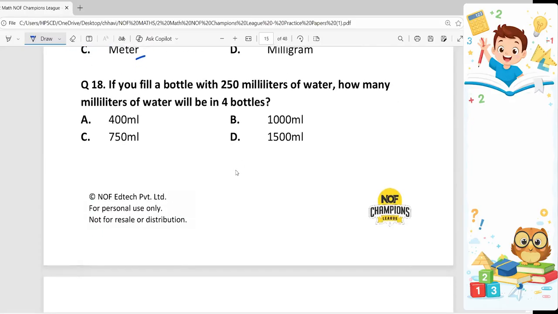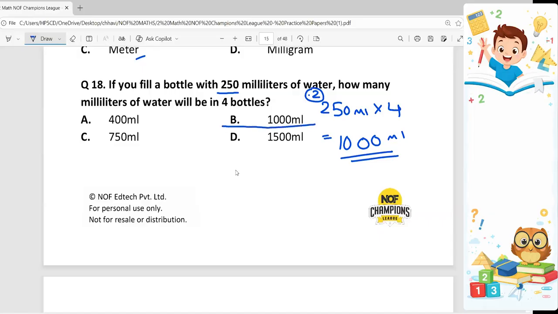18th one. If you fill a bottle with 250 milliliters of water, how many milliliters of water will be in 4 bottles? So we are given that 250 milliliters comes in 1 bottle. So let's multiply it. 4 zeros are 0, 4 fives are 20, 2 carried, 4 twos are 8, plus 2 is 10. So 1000 milliliters of water is required to fill 4 bottles. And our correct option is option B.